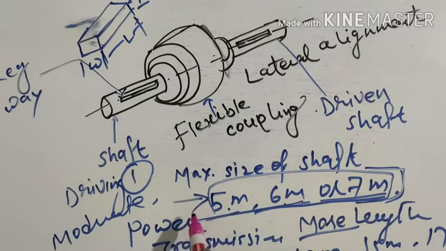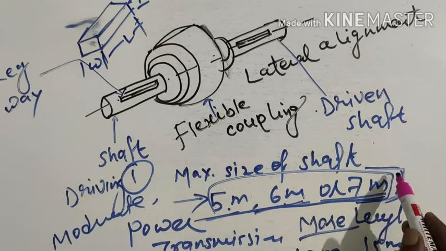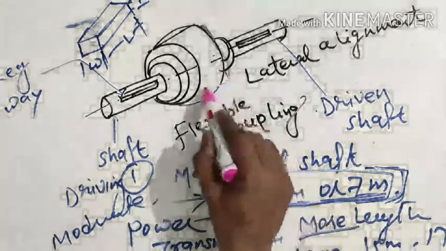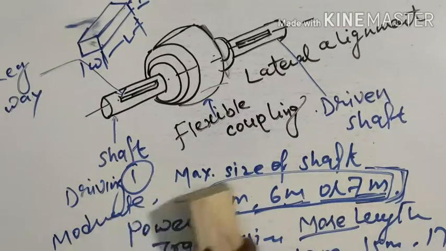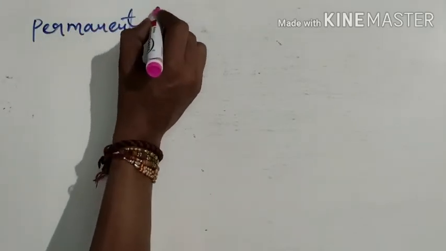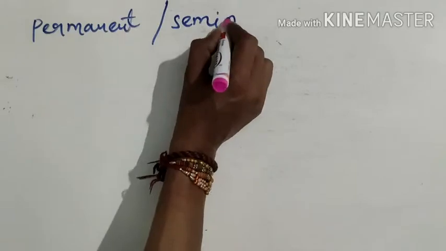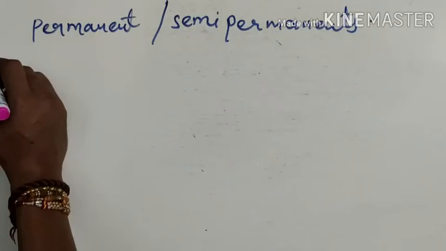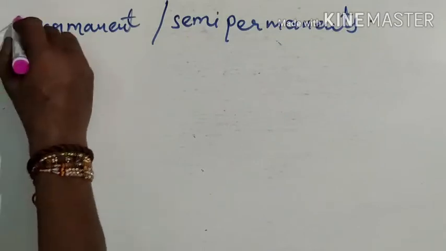So for joining more length, more power transmission, above the maximum of 7 meter, we need to couple the two shafts and take them as a single unit. This function is totally done by a coupling. So this is the information about the coupling. Couplings are permanent or semi-permanent. It is available in two kinds of joints, that is permanent and semi-permanent.